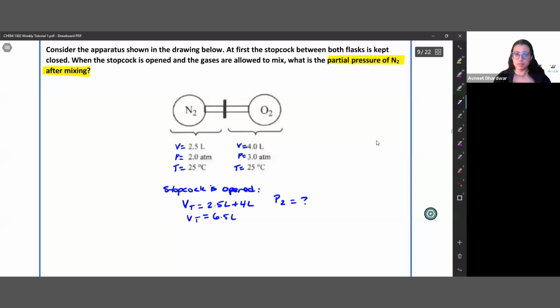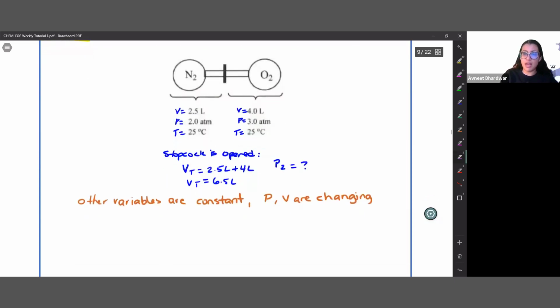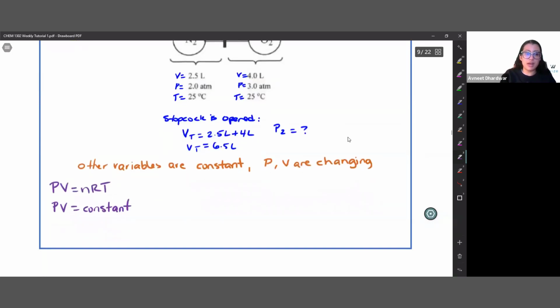Another way you can think of it is that the other variables are kept constant, and P and V are changing, so they're not constant. If we remember the ideal gas law equation, with all the other variables constant, we can just write PV is equal to a constant. And so P1 times V1 is equal to P2 times V2. That's the equation I'm going to use.